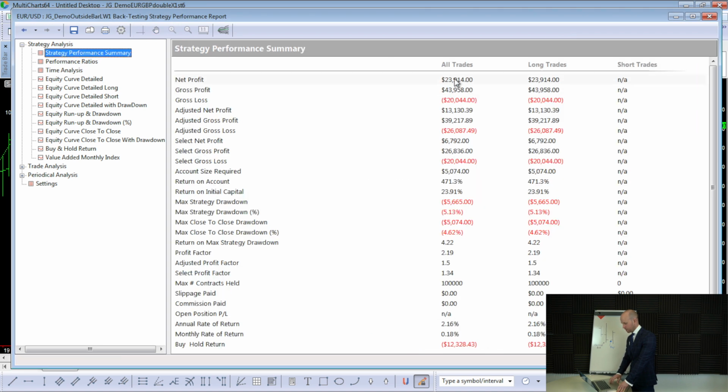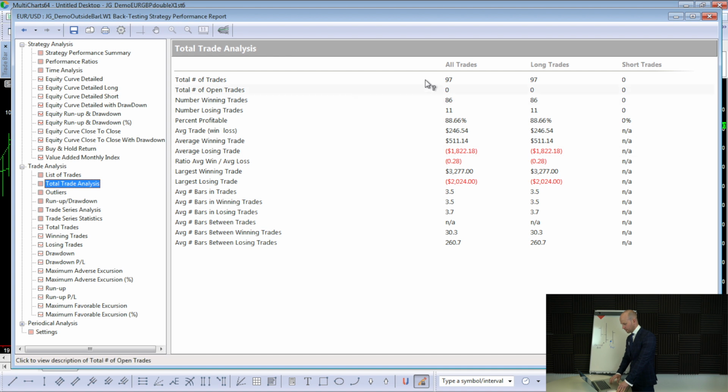You can see we've made $23,000, almost $24,000, and made 97 trades with an accuracy of 88.66%. Average trade is $246, and our largest losing trade is $2024. So we experienced a tiny bit of slippage there. If it was $2000, that would have been our 200 pip stop loss.